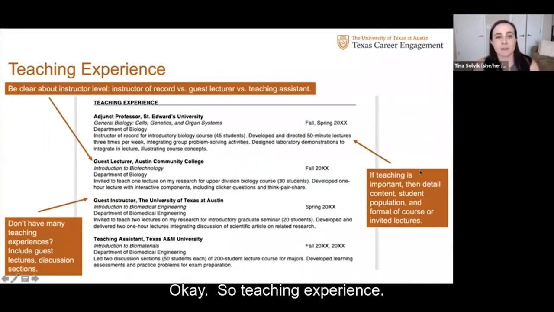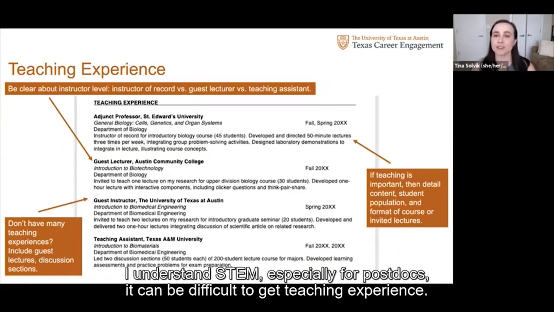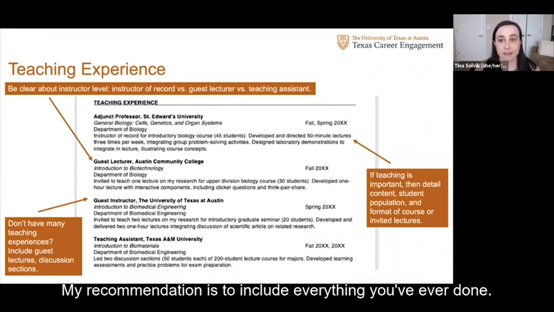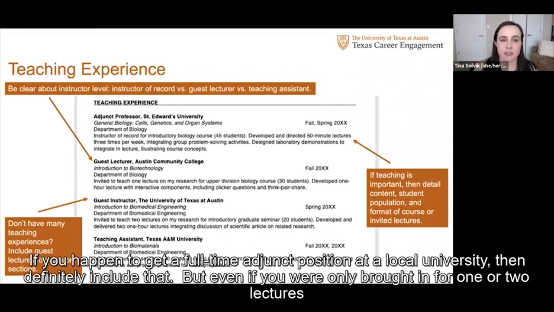Okay, so teaching experience. I understand that in STEM, especially for postdocs, it can be very difficult to get teaching experience. So there are questions about how you include that in a CV when you've had minimal teaching experience. My recommendation is to include everything that you've ever done. If you happen to get a full-time adjunct position at a local university, then definitely include that. But even if you were only brought in for 1 or 2 lectures at Austin Community College or in a course at UT Austin, include that as your teaching experience.